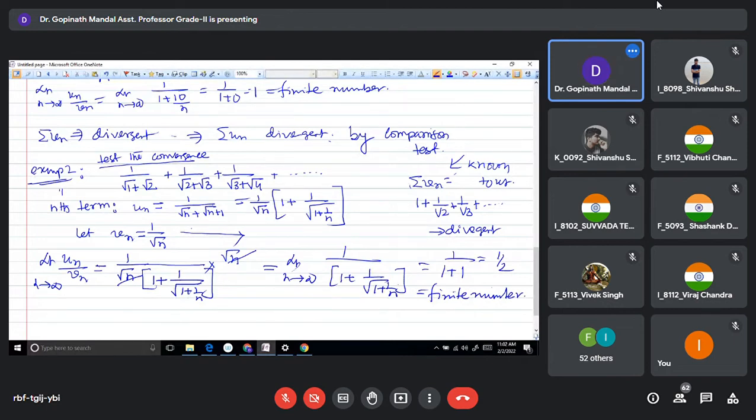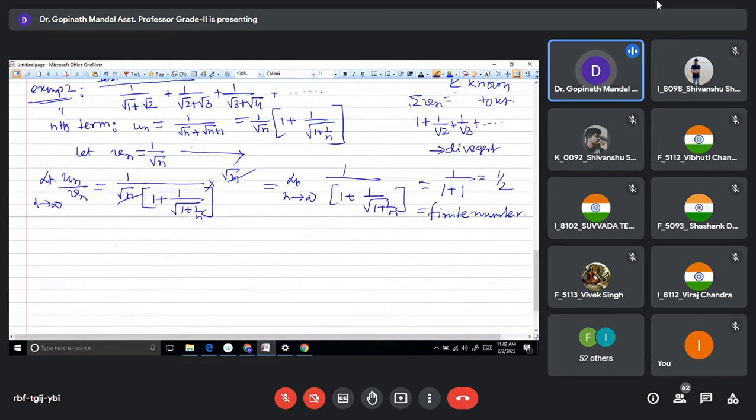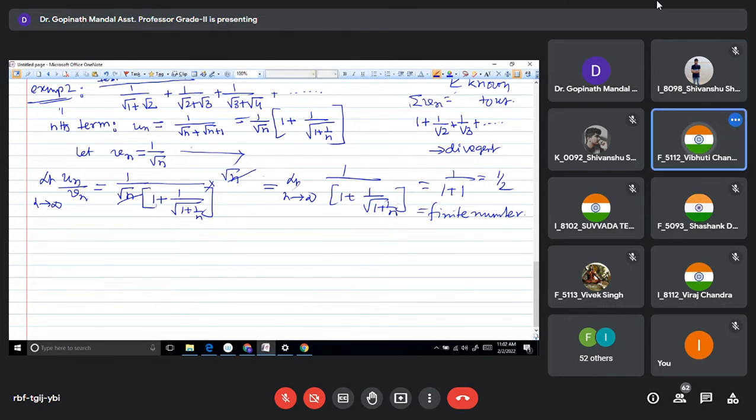Finite number. That means Un and Vn both converge or diverge together. Sir, the part with 1 plus root should come in the numerator instead of the denominator. So the answer will be 1 by 2. Yes, right.